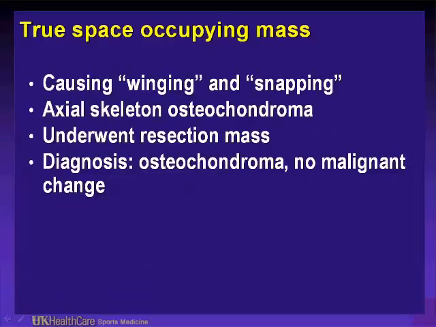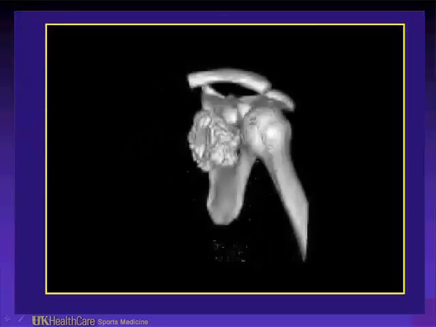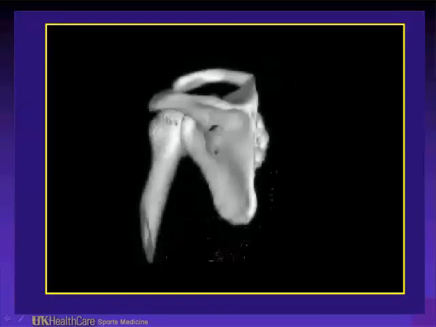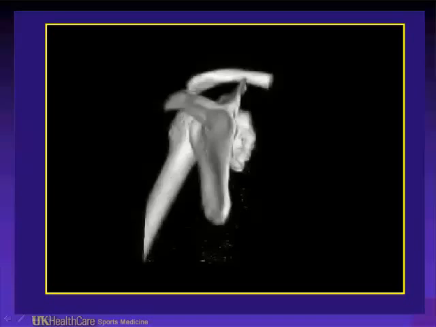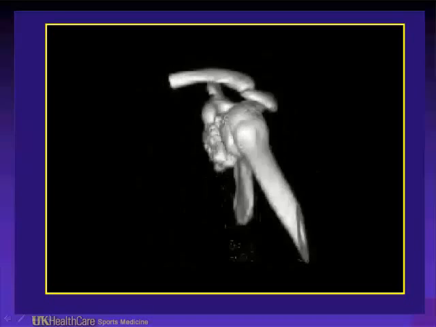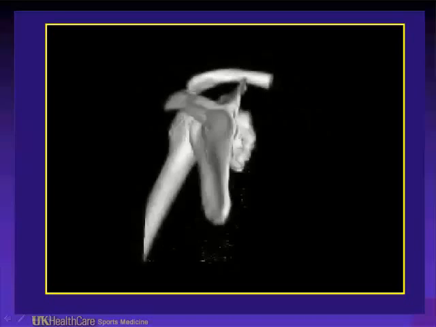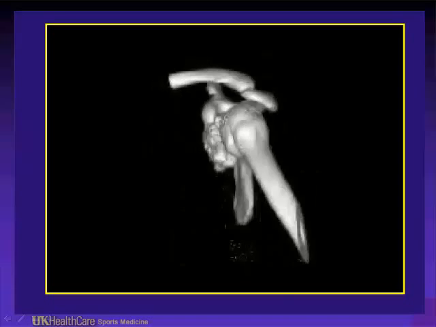So since this was an axial skeleton location, proximal, he underwent a resection of the mass. It was also symptomatic. The diagnosis was osteochondroma without malignant change, and he did very well postoperatively. This is his CT scan showing the mass very well as it rotates around, so you can get a better appreciation of why he wings. He's got a large mass between his scapula and his ribs.